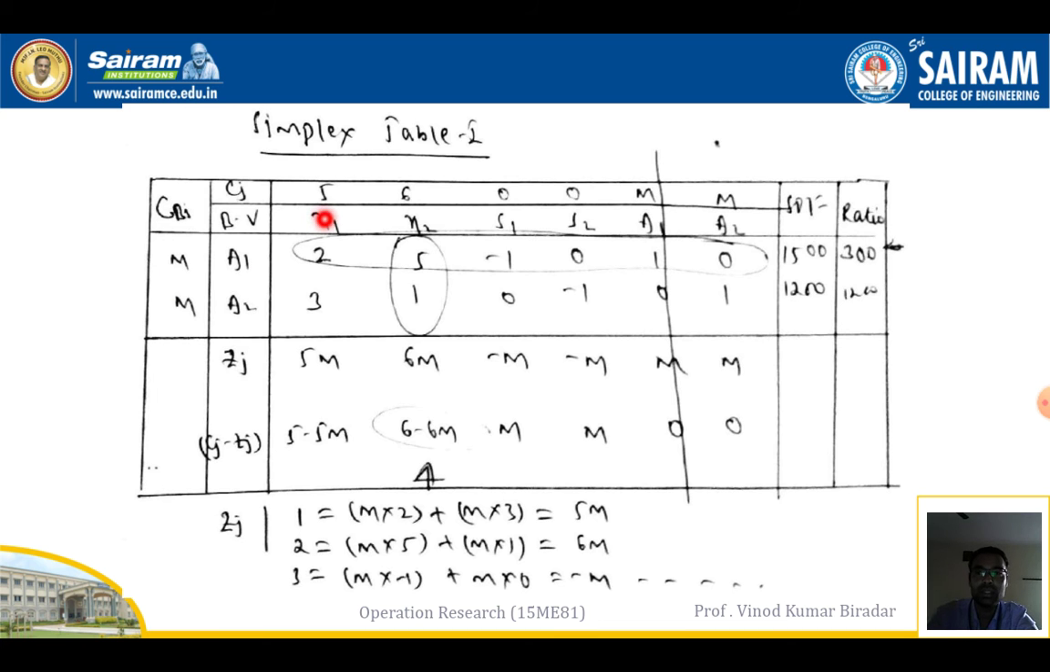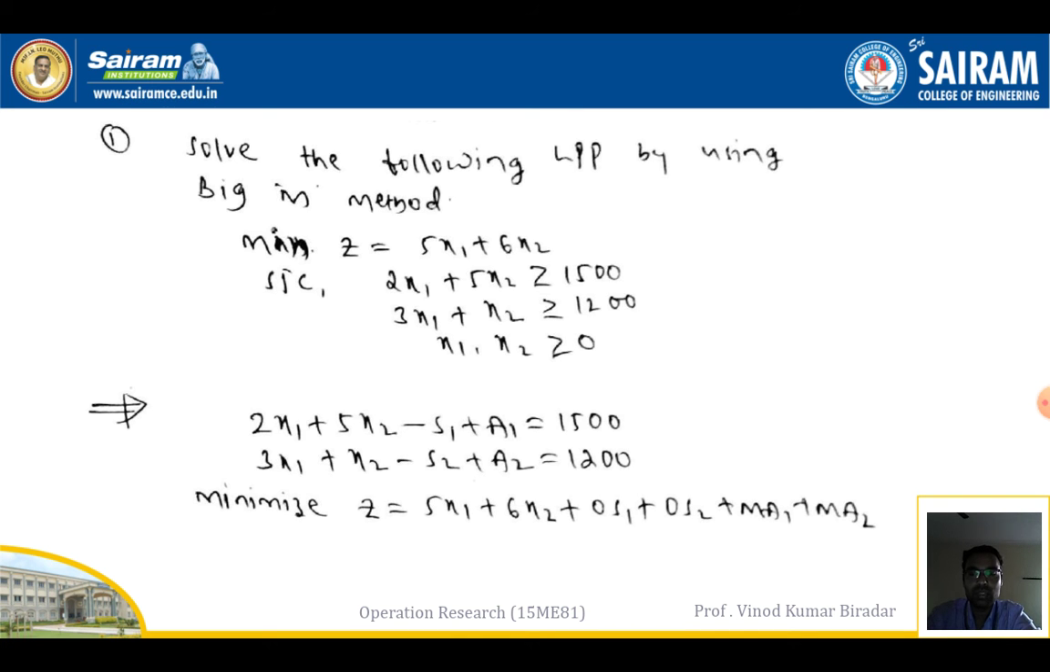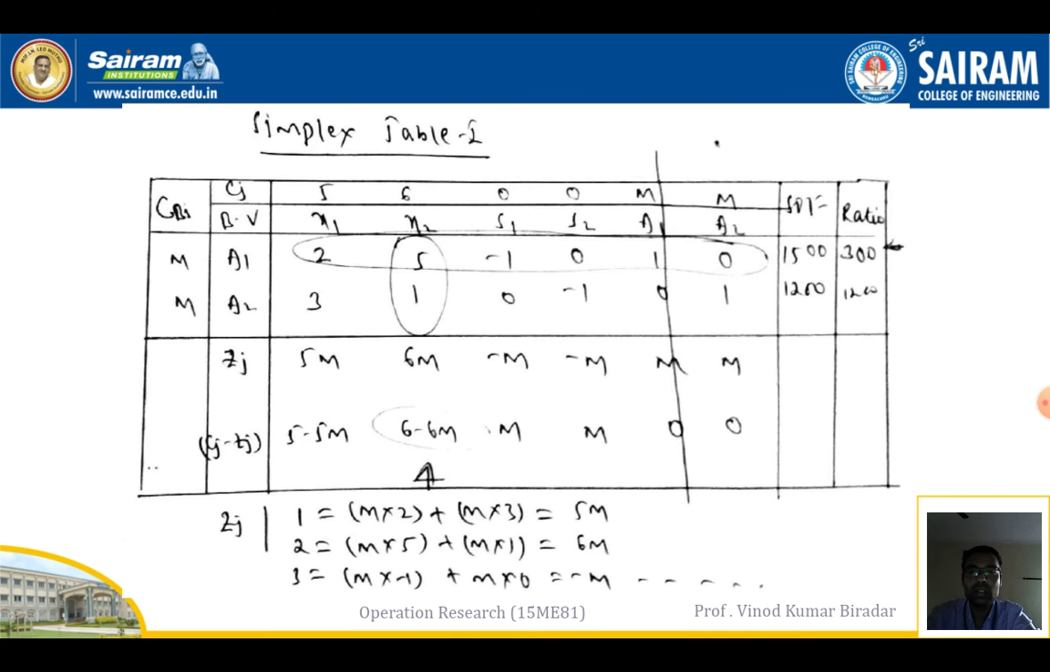So here you write x1, x2, s1, s2, a1, a2, and on top of them the coefficients: for x1 the coefficient is 5, for x2 the coefficient is 6, then 0, 0, M, M. Similarly you write down. Okay, so here you write the basic variables.